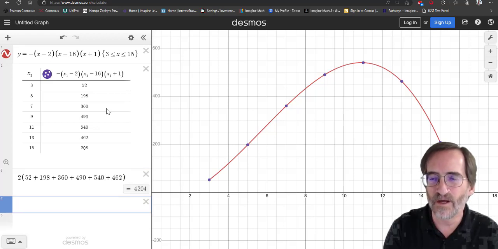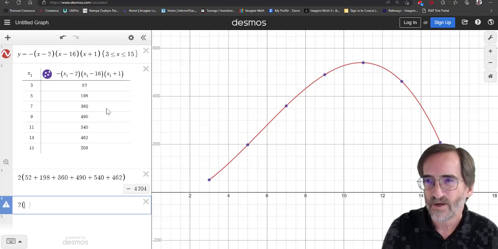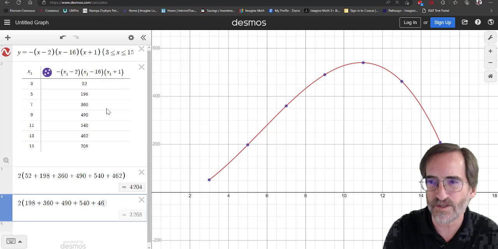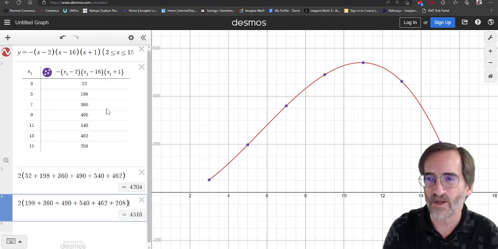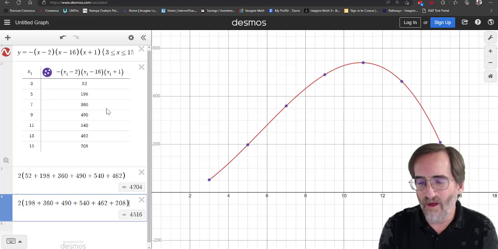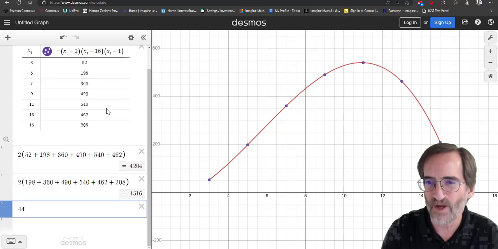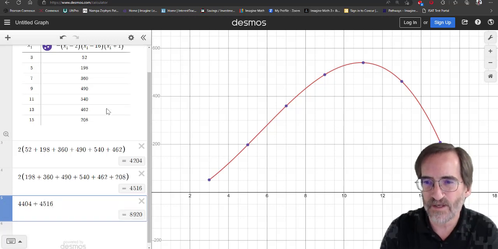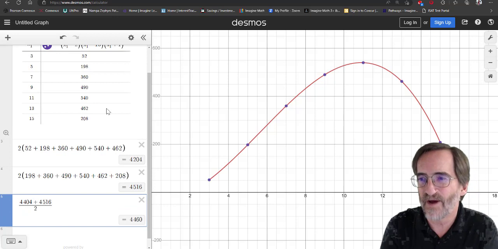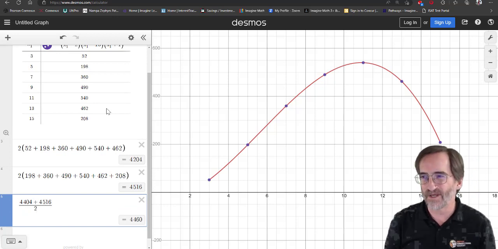and get the same answer. That's LRAM, and RRAM would do the same thing, except it would ignore the first one and start with the second. 198 plus 360 plus 490 plus 540 plus 462 plus 208, and this time we include the last one. So that's RRAM. What I'm going to do here is I'm going to average the two, 4204, and I'm going to do this for interest's sake, because there's a surprising result after we do the trapezoidal method. 4204 plus 4516, all divided by 2, and averaging, the average is 4460. You're going to see that number again.